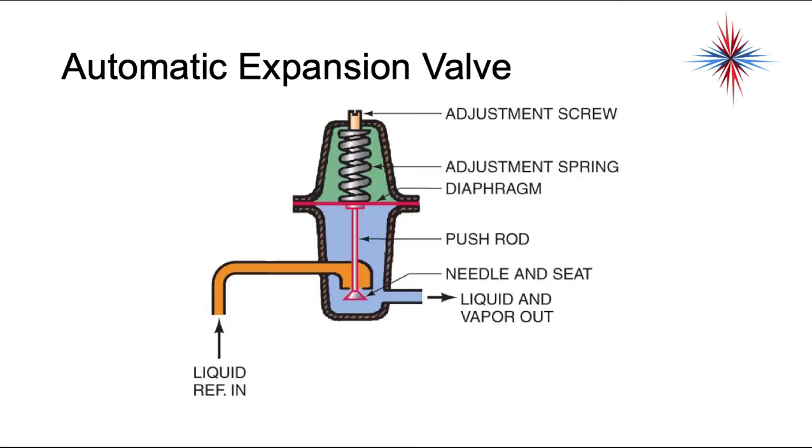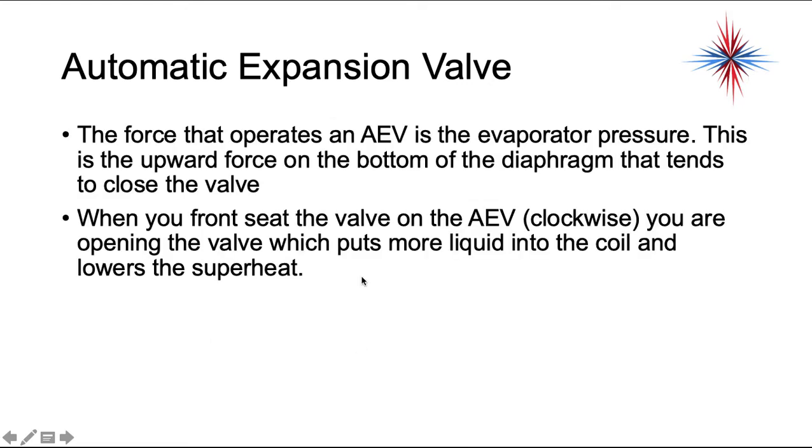Okay, so again, we don't have a sensing bulb on an AEV because we're not worried about the temperature. We're worried about the pressures. That's all we're dealing with. So we have liquid refrigerant coming in. We have liquid and vapor coming out to our evaporator. We have spring pressure, and we have the pressure of the evaporator. So our spring pressure and our evaporator pressure are the two forces. The force that operates an AEV is the evaporator pressure. This is the upward force on the bottom of the diaphragm that tends to close the valve.